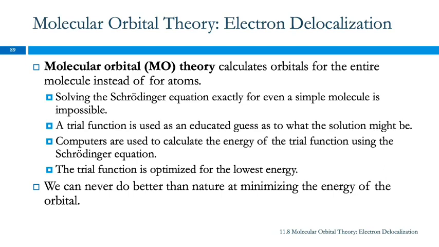So we're not going to get into the quantitative aspects, but if you like hairy math problems and computational chemistry, that's something you could work on. They optimize the trial function for the lowest energy, and that's what allows us to predict what the molecular orbitals are. Of course, we can never do better than nature. So these molecules form the lowest energy molecular orbitals. What we're going to do here is skim the surface and describe the basic ideas of this theory.